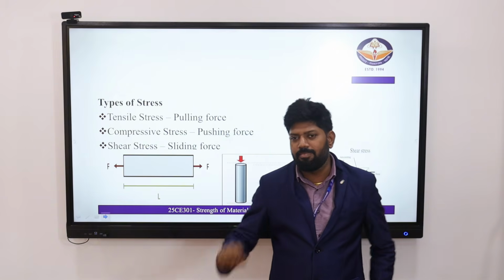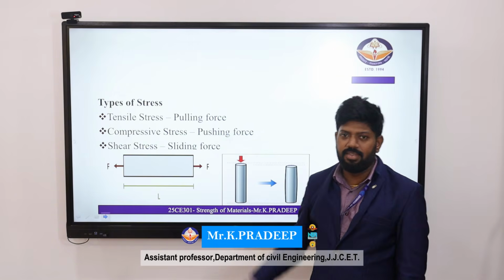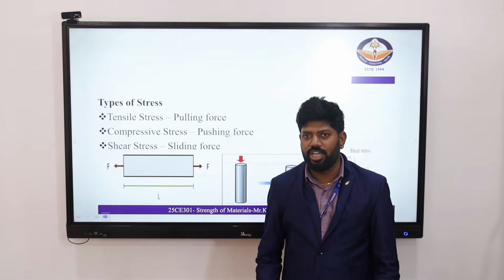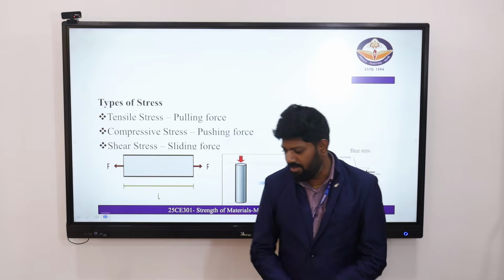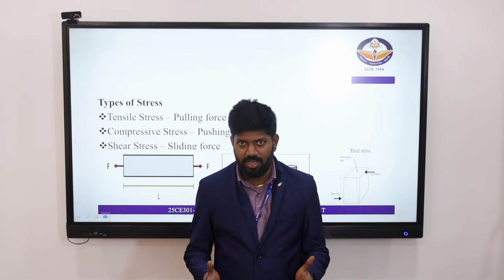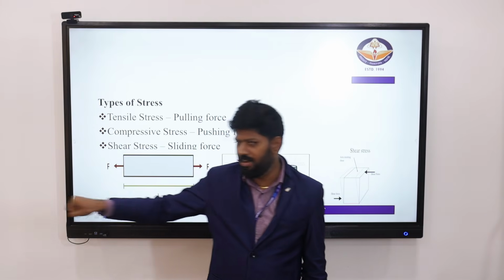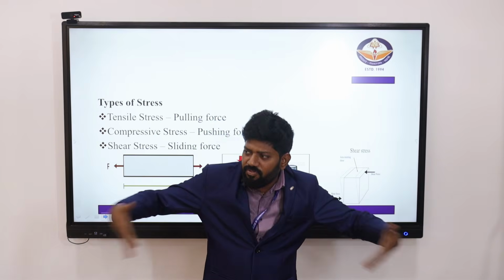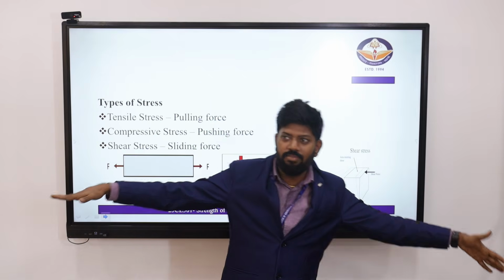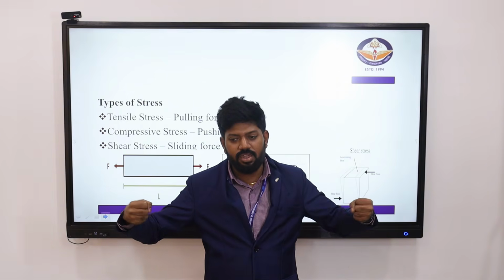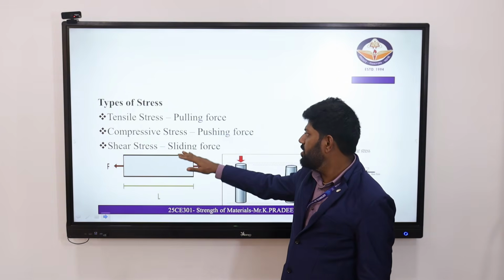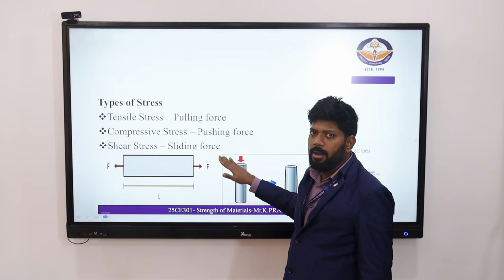There are three different types of stresses. The first one is the tensile stress, the second one is the compressive stress, and the third one is the shear stress. Now I will explain with a live example. Suppose I am standing straight. One person is pulling me from the left side, and another person is pulling me from the right side. Both of them are pulling me, so I will get deformed, and the forces from the left and right are called tensile force. Whereas the compressive force, in simple terms, is called a pushing force.